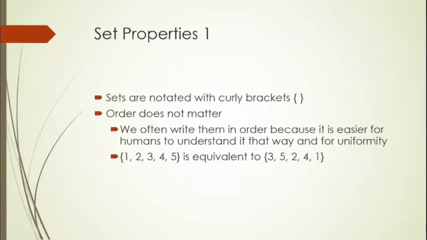The first property of a set is how it is notated. Sets are notated with curly brackets, as you have seen in the previous examples. For a set, the order does not matter. We often write them in order because it is easier for humans to understand and for uniformity. So we have here an example: {1, 2, 3, 4, 5}, which is equivalent to {3, 5, 2, 4, 1}.